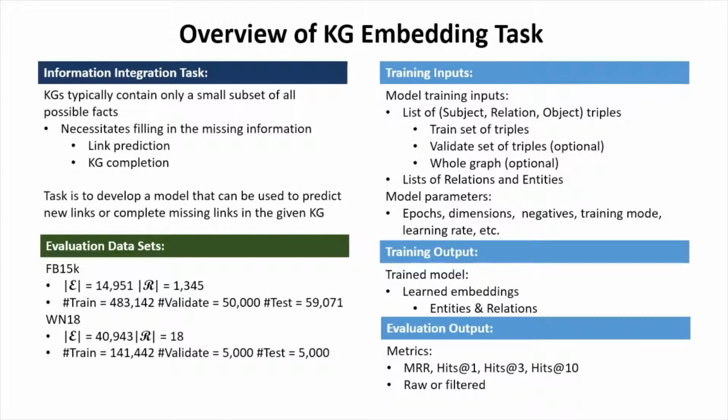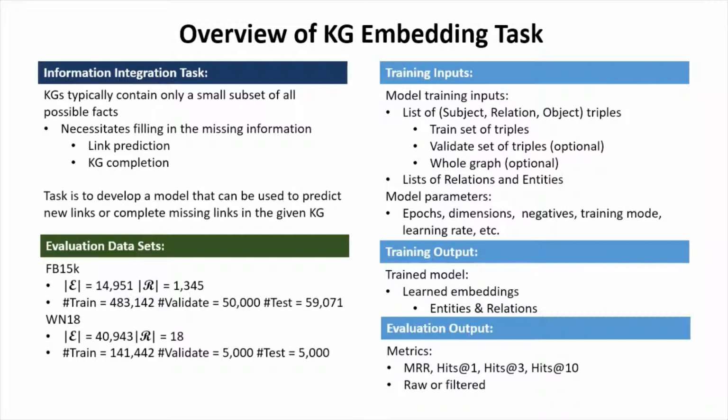Knowledge graphs typically contain only a small subset of all possible facts. This necessitates filling in the missing information, i.e. link prediction, knowledge graph completion. The task is to develop a model that can be used to predict new links or complete missing links in the given KG. Analogy is one such model.